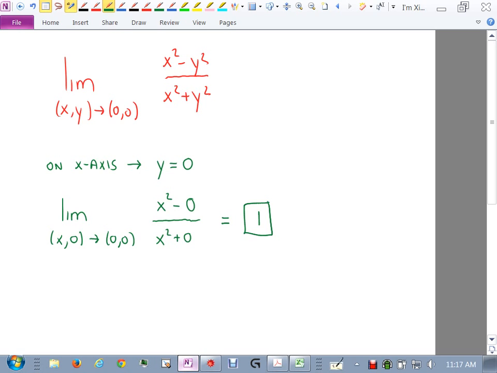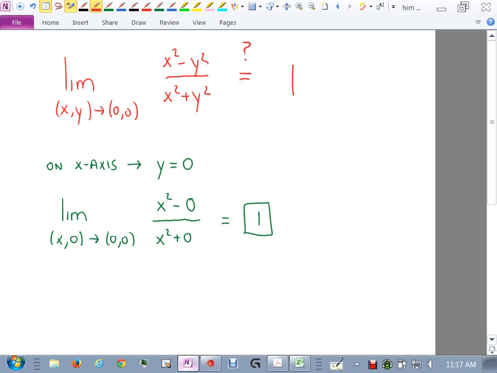So can we conclude now that the limit as (x, y) approaches (0, 0) of this function is 1? Can we say that? No, why not? That's only one path. We only approach the origin in one path. Remember, we have to do it for every path possible, which is going to be impossible for us to do. So this is not enough for us to say the answer is 1.